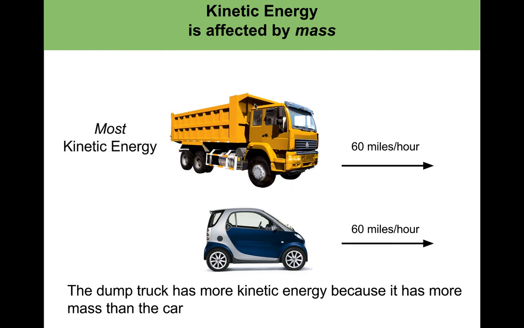So although they're traveling at the same speed, the dump truck has the most kinetic energy because it has more mass. And your smart car has the least amount of kinetic energy. So it is possible for two objects of different masses to have the same kinetic energy. But how?